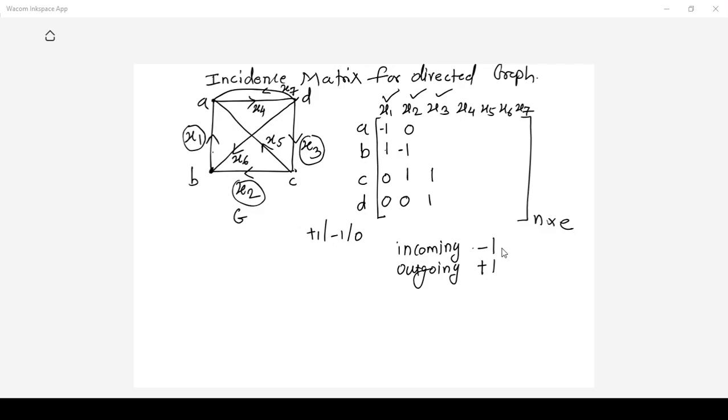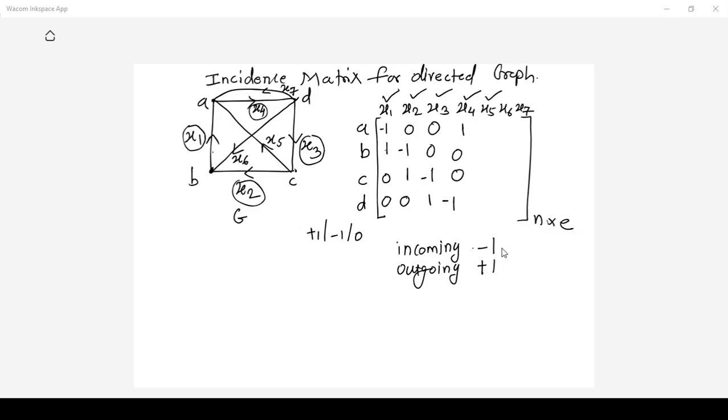C and D, rest will write 0. Now x3 is the edge incoming at vertex C, so minus for C plus for D. Next stage, that is x4. x4 is the edge that connects vertices A and D, rest I'll write 0. And x4 is the edge which is incoming at vertex D, so minus for D and plus for A.